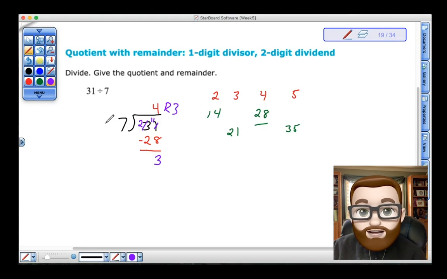So when you're typing your answer into Schoology, you want to make sure you're putting in a 4, and then an R, and then a 3. No spaces, no word remainder, just 4R3. And I'll go over those for the next two problems so it's fresh in your head when you're doing the work today.